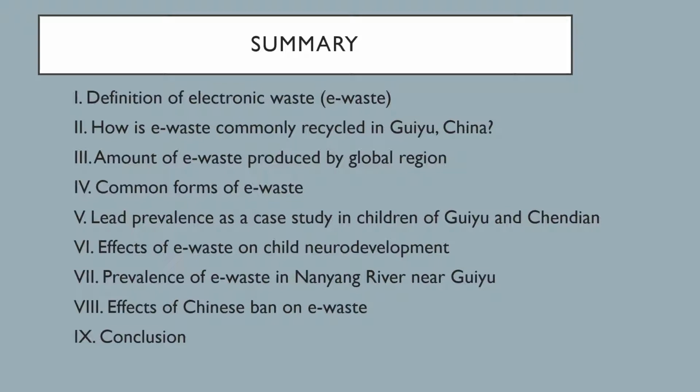So the summary, again, is we discussed what e-waste is. We discussed how it's commonly recycled in Guiyu, China. We discussed the amount of e-waste produced by certain global regions, common forms of e-waste, lead prevalence as a case study in children of Guiyu and nearby towns, effect of e-waste on child neurodevelopment, the prevalence of e-waste byproducts in the Nanyang River near Guiyu, effects of the Chinese ban on e-waste, and finally the conclusion.